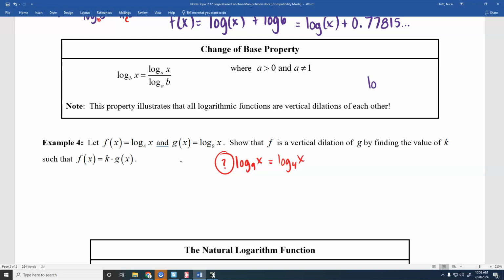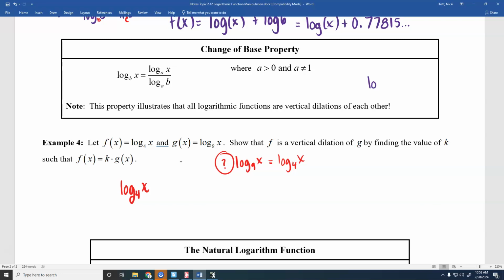So we are starting with log base 4 of x. We want it to equal some number times log base 9 of x. And there's nothing to split up there, right? We can't use a product property. We can't use a division property. There's no exponents to be pulled outside. There's nothing you can do.